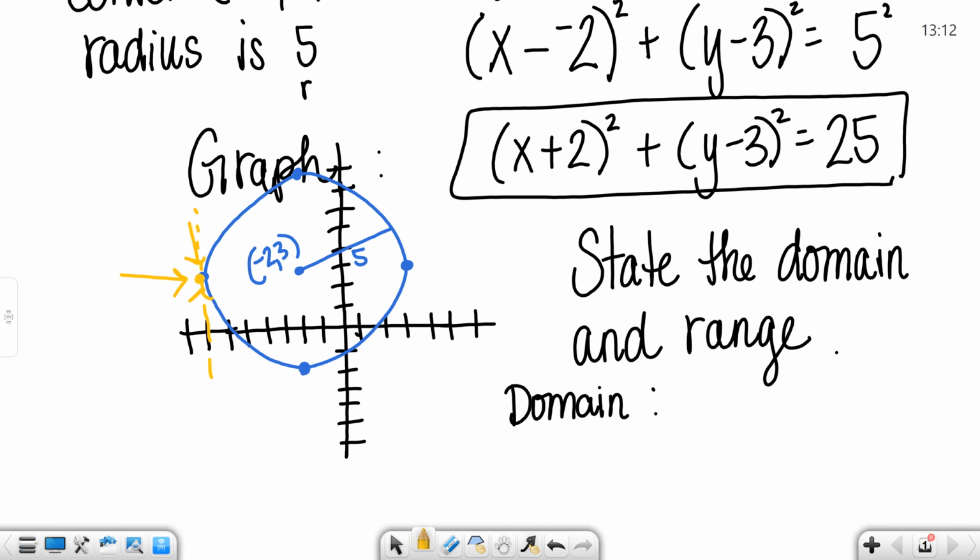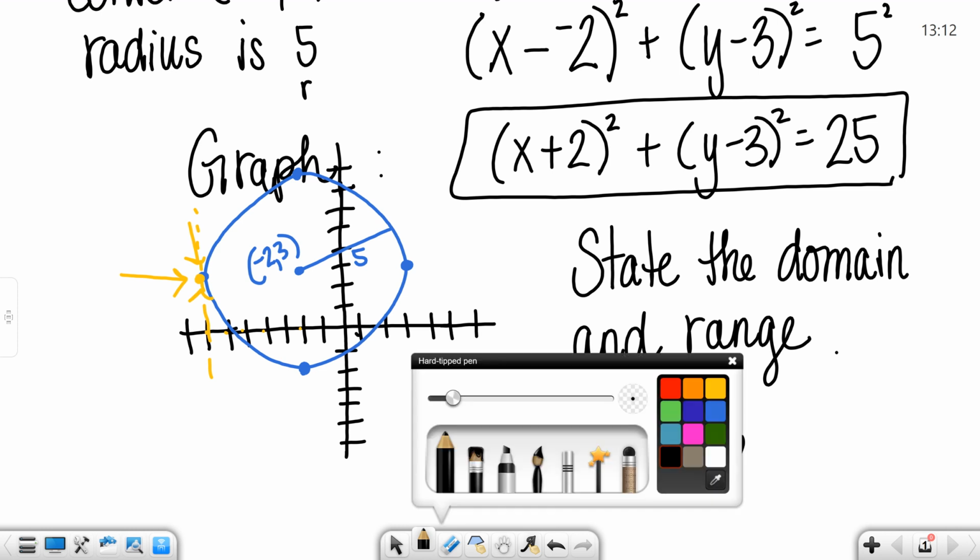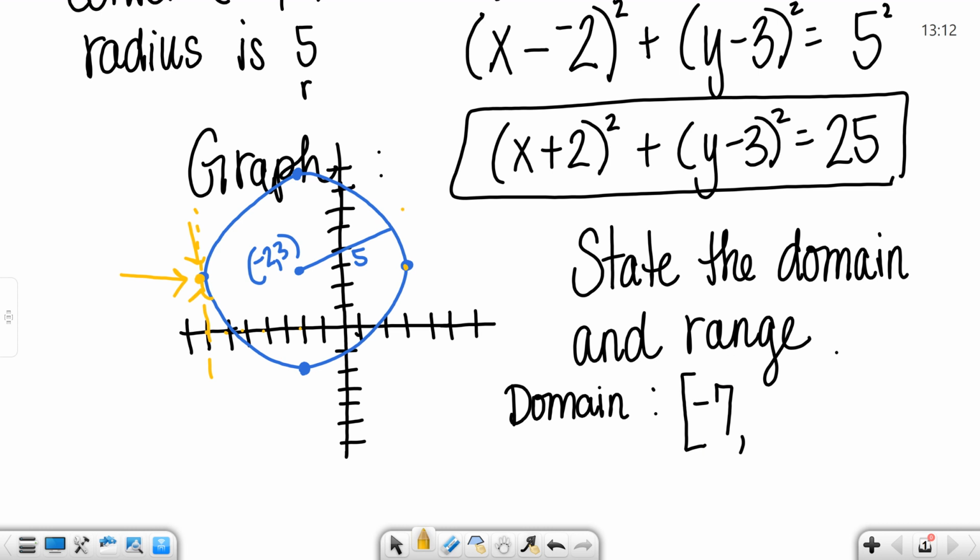So that is an X value of what? All right, so 1, 2, 3, 4, 5, 6, 7. So an X value of -7. So we go from -7, and we're going to use a bracket because it is equal to -7. And then we go as far right on the graph as we can go. That would put me in line with this point right here. So if I count, where is that located? 1, 2, 3. That's an X value of 3. So my domain is from -7 to 3. Those are the X values.